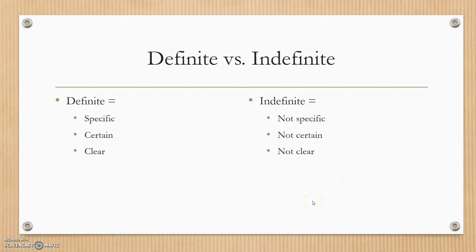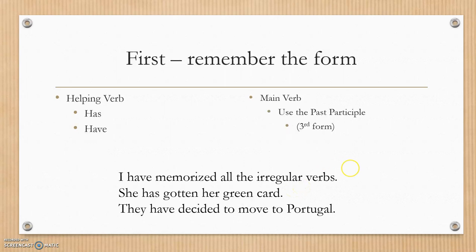What does that mean in terms of grammar? We're thinking about actions in the past that are not specific. So first, remember the form. The form is not a big problem. Has and have for the helping verb. The main verb is past participle, third form. So let's look at these first three examples of the form, and maybe we could think about do they fit with this idea of indefinite past?